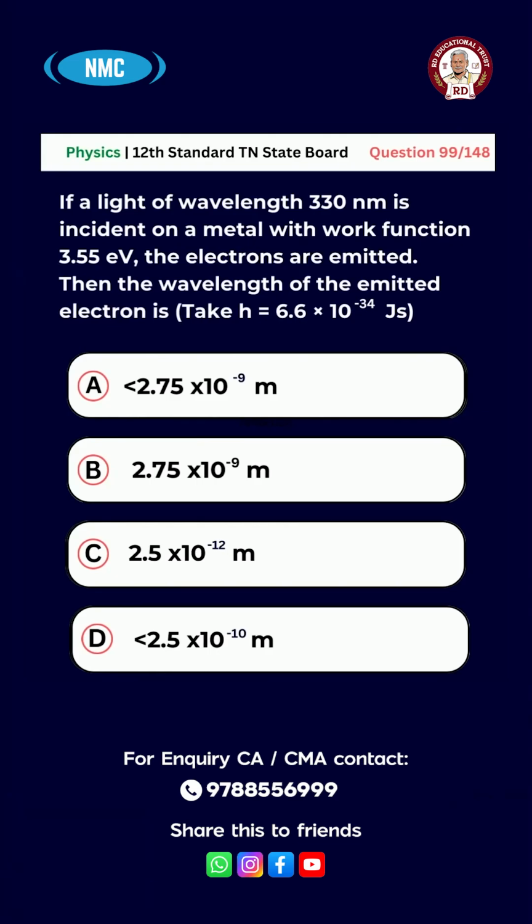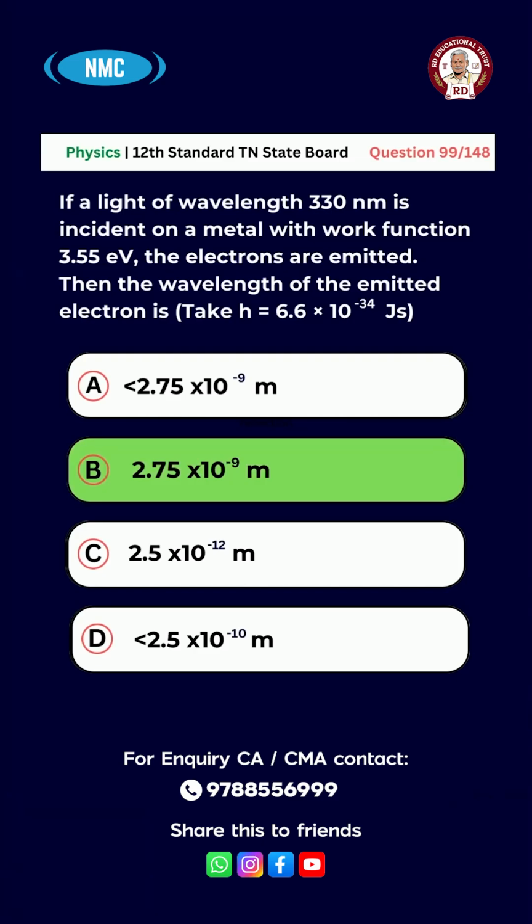Question number 99. If a light of wavelength 330 nm is incident on a metal with a work function 3.55 eV, the electrons are emitted. The wavelength of the emitted electron is (take h equal to 6.6 into 10 power minus 34 Js): option A, less than 2.75 into 10 power minus 9 m; B, 2.75 into 10 power minus 9 m; C, 2.5 into 10 power minus 12 m; D, less than 2.5 into 10 power minus 10 m. The right answer is option B, 2.75 into 10 power minus 9 m.